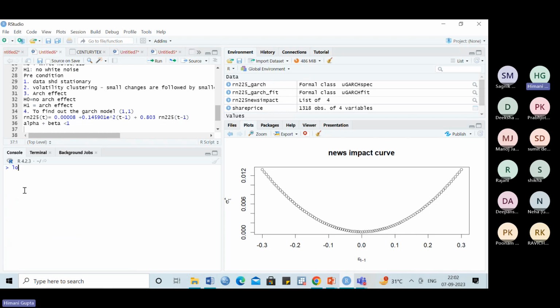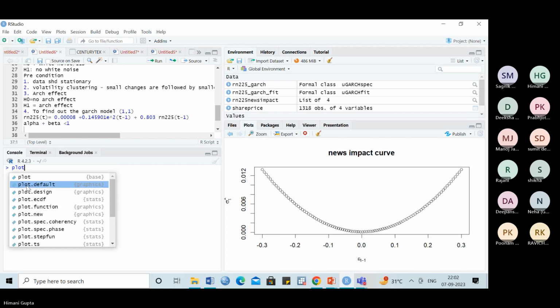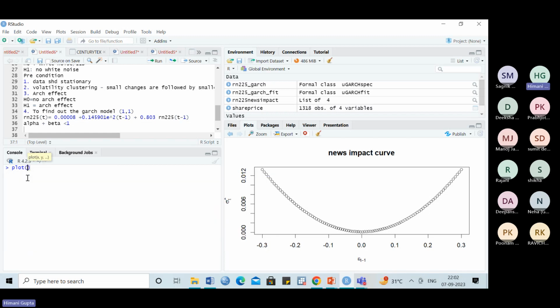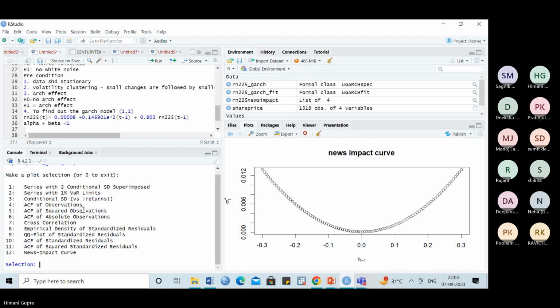Another way. I'll just write plot and my model name is RN225 UGARCH fit. Now see over here, you can make 12 different plots with this command. Just write plot and all these diagrams are there. I just want to make a news impact curve, so I'll write 12 over here and it will give me the news impact curve.